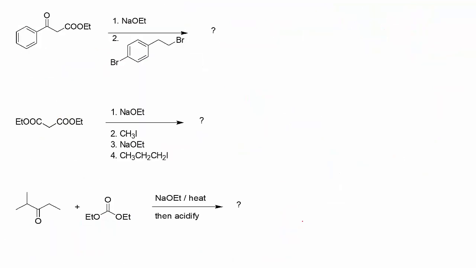Okay, let's look at this page. This page is an alkylation. So what happens here? Sodium ethoxide is going to do a clean deprotonation of this. Beta keto esters have pKa's of about 11, and ethanol has a pKa of about 16, so a very clean acid-base reaction is going to occur.